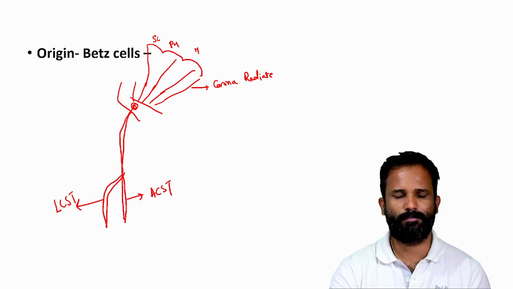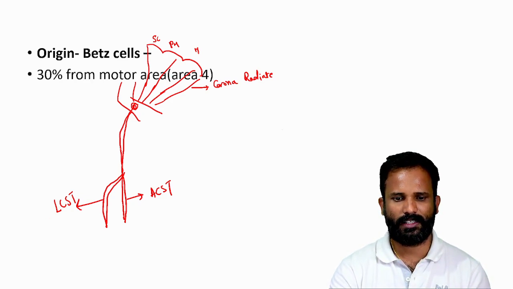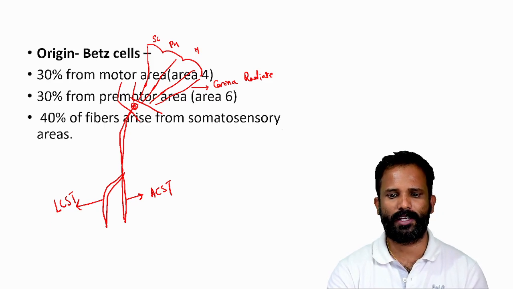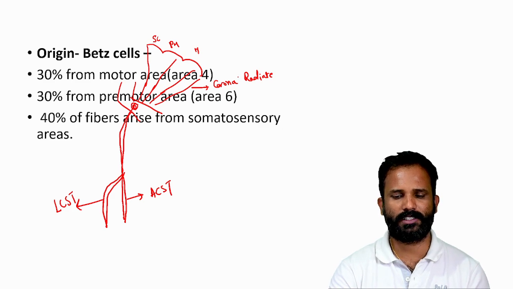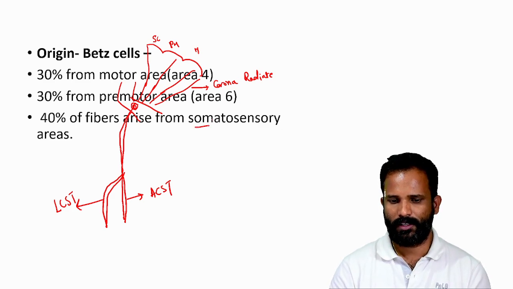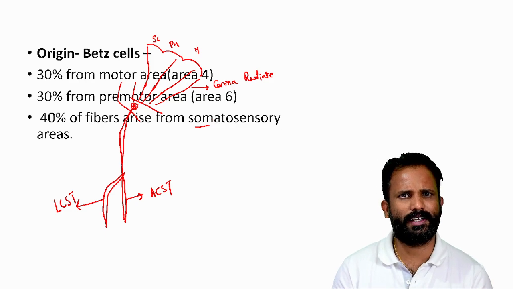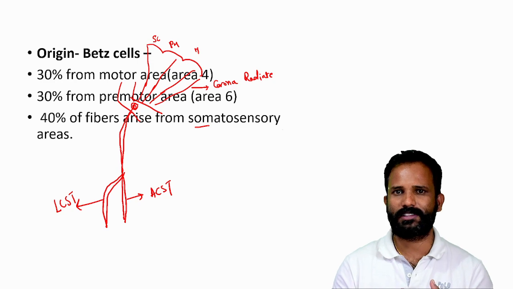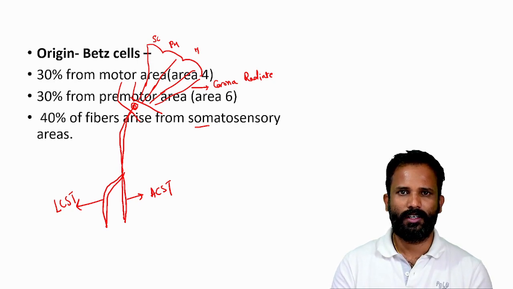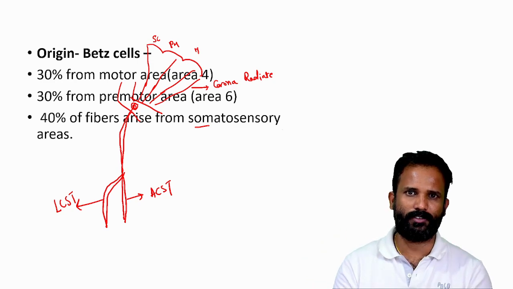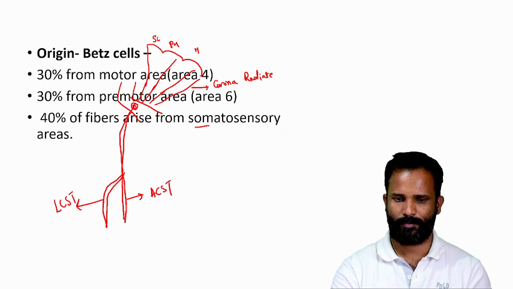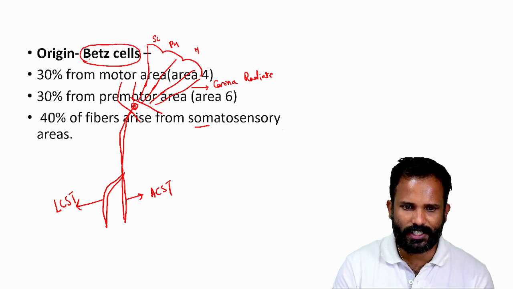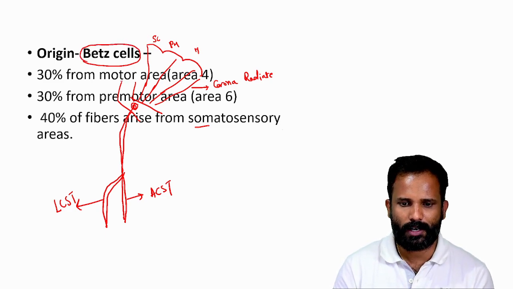So origin is 30% from the motor area, 30% from the premotor area and 40% from the somatosensory area. So why is this sensory area giving 40% of the fibers? Because there is sensory-motor coordination also, and that requires the involvement of the somatosensory cortex. And origin is mainly from Betz cells, which are the giant pyramidal cells, part of the motor cortex.